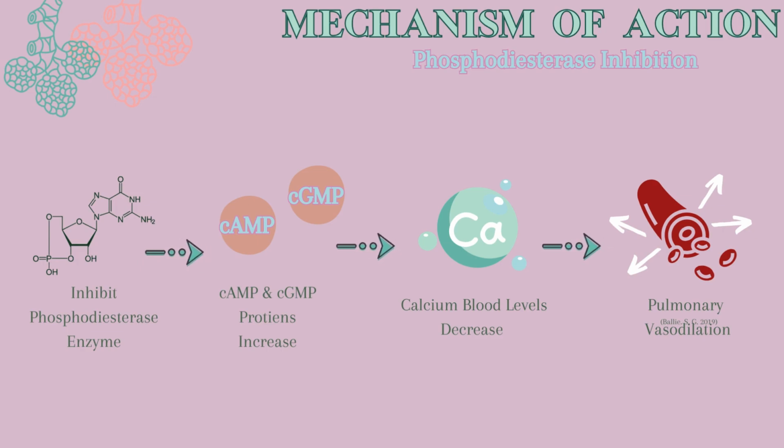When these cyclic nucleotides are increased, several outcomes occur to cause vasodilation of the vessels. One is the reduction in calcium in the blood, which interferes with the contractility of blood vessels, therefore leading to the relaxation.